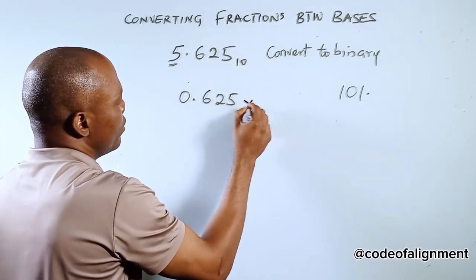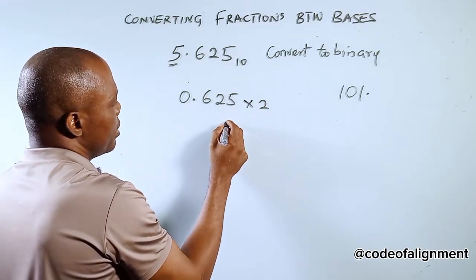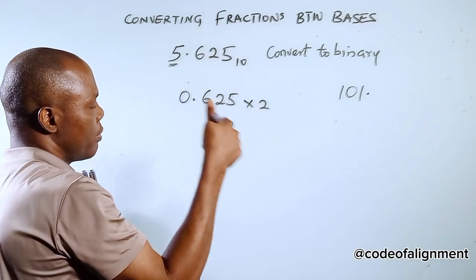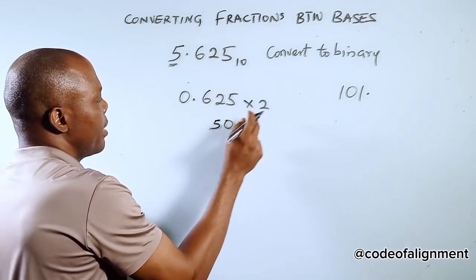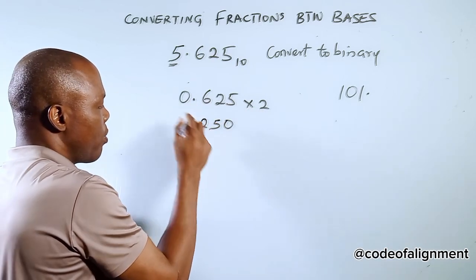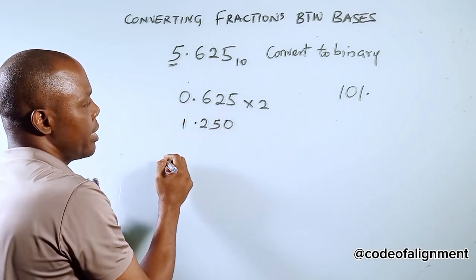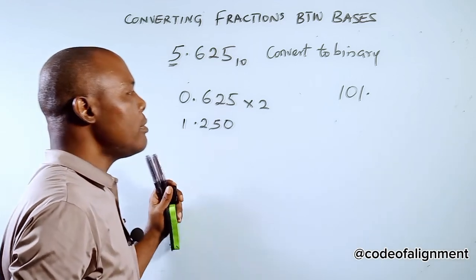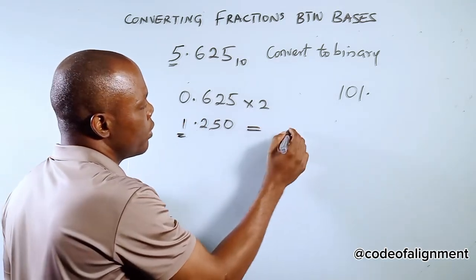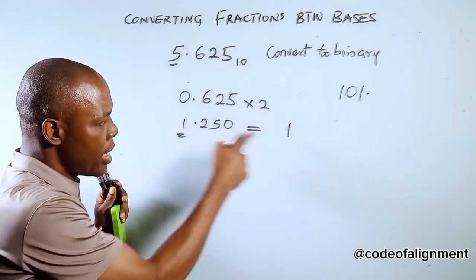Now, this part, we are going to multiply by 2. 2 times 5 gives us 10, you put 0 and carry 1. 2 times 2 is 4, plus that one, 5. 2 times 6 gives us 12, so you put 2 and carry 1. 2 times 0 is 0, plus 1. So we are holding on to the integer part as 1.